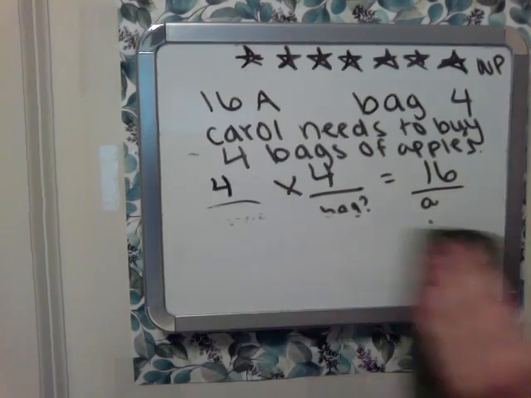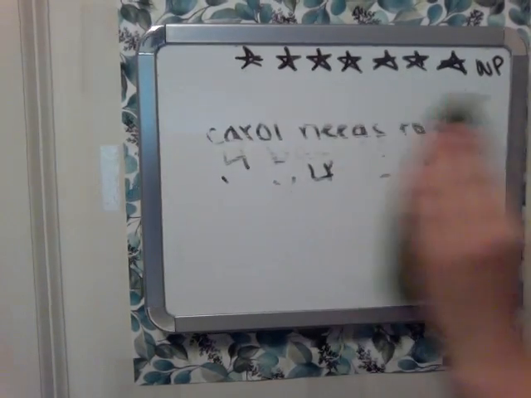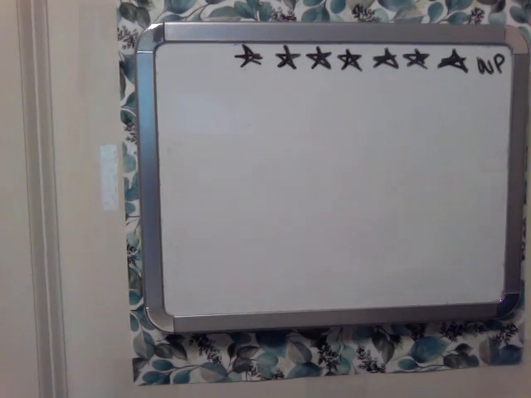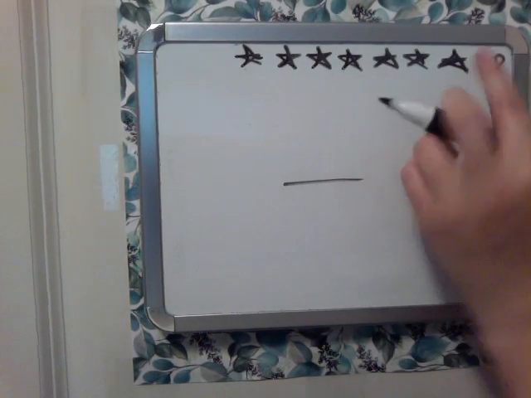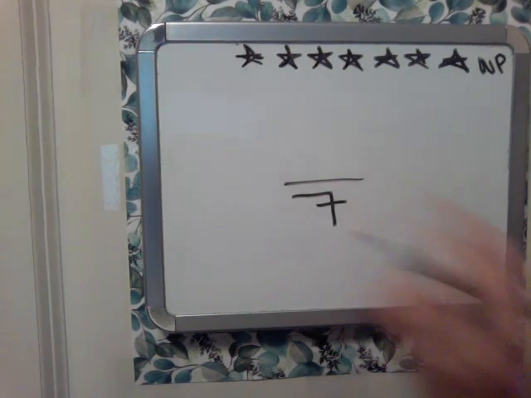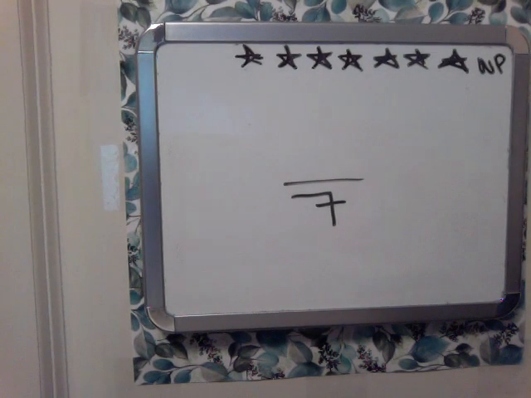At the top of your page where you showed your work, go ahead and draw a fraction bar. Your denominator is 1, 2, 3, 4, 5, 6, 7. You count how many stars you earned today and put that on top.